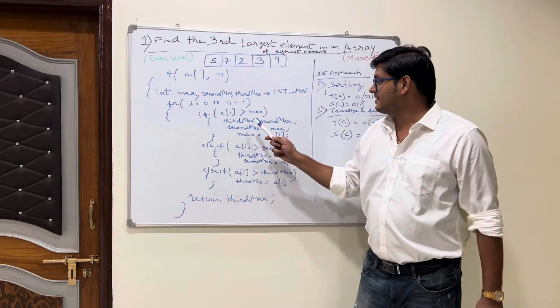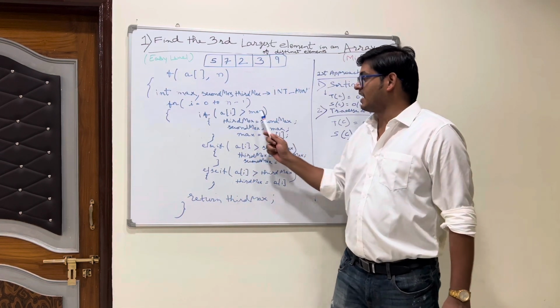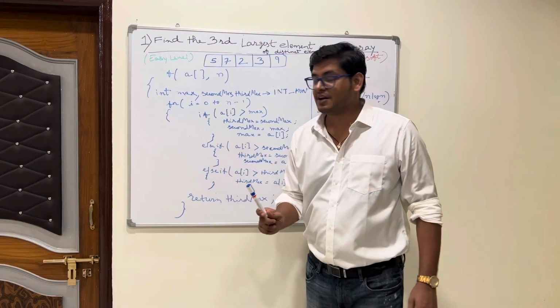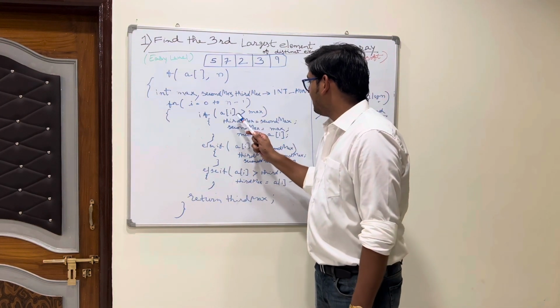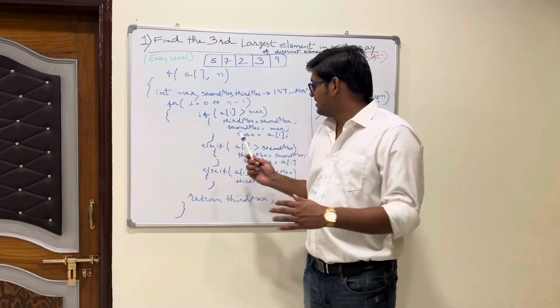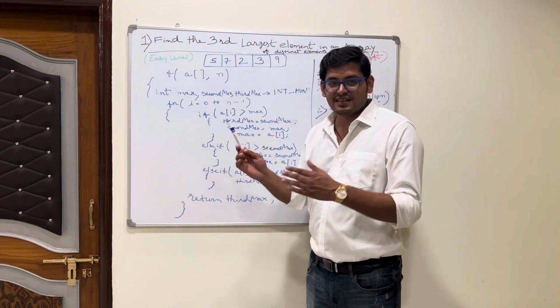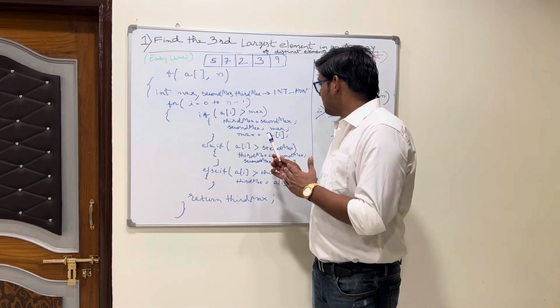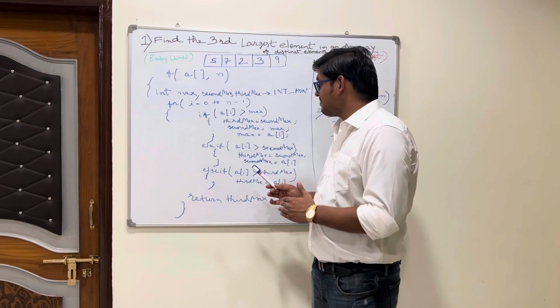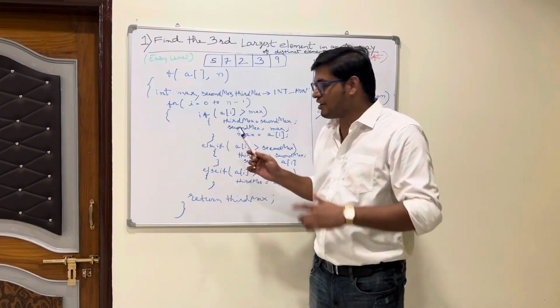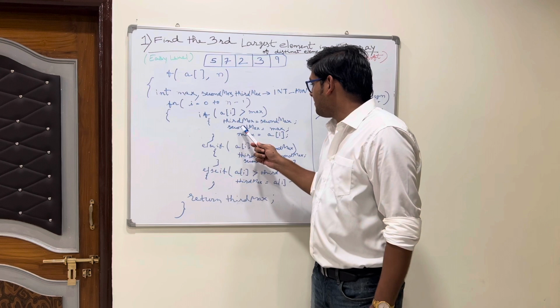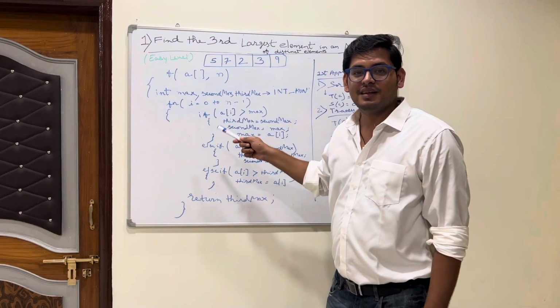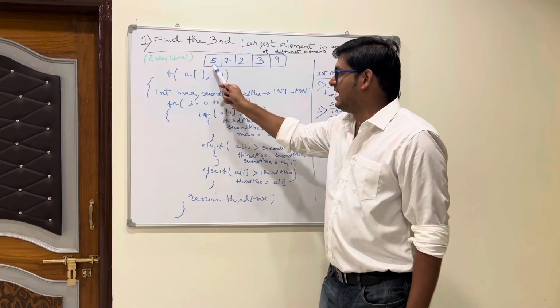So we are replacing the third max value with the second max. Why are we doing this? We could have done max is equal to a[i]. But if we had assigned the second max to the third max and the third max to the second max, then what would have happened? The second max value would also have become the max, the a[i] value.